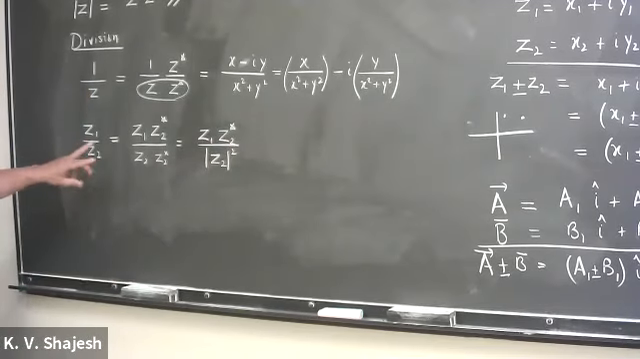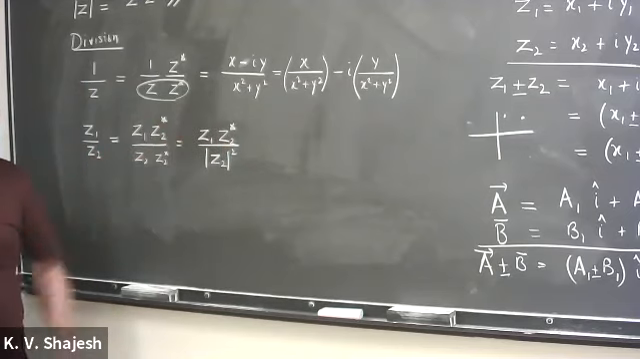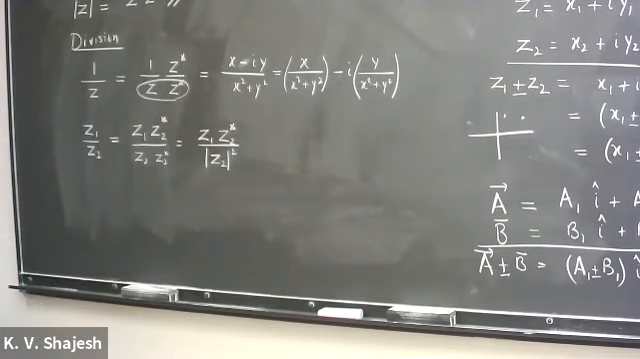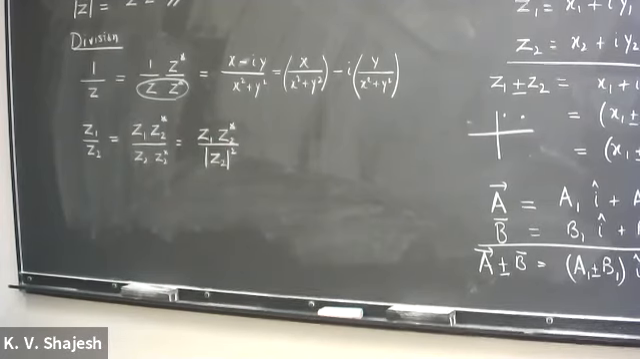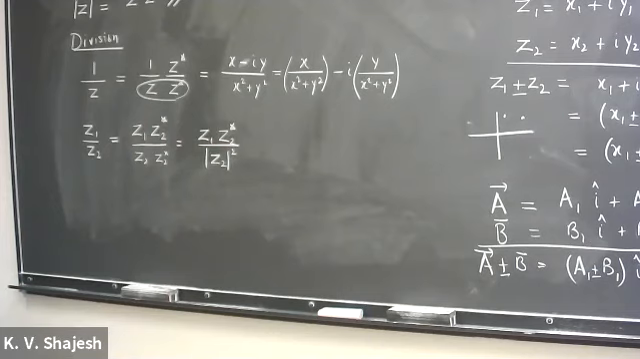So it's basically you convert the division into a multiplication problem by multiplying by a complex conjugate on this. Okay, what else? Yeah, so that's all good. So now we know we have defined addition, subtraction, multiplication, and division.